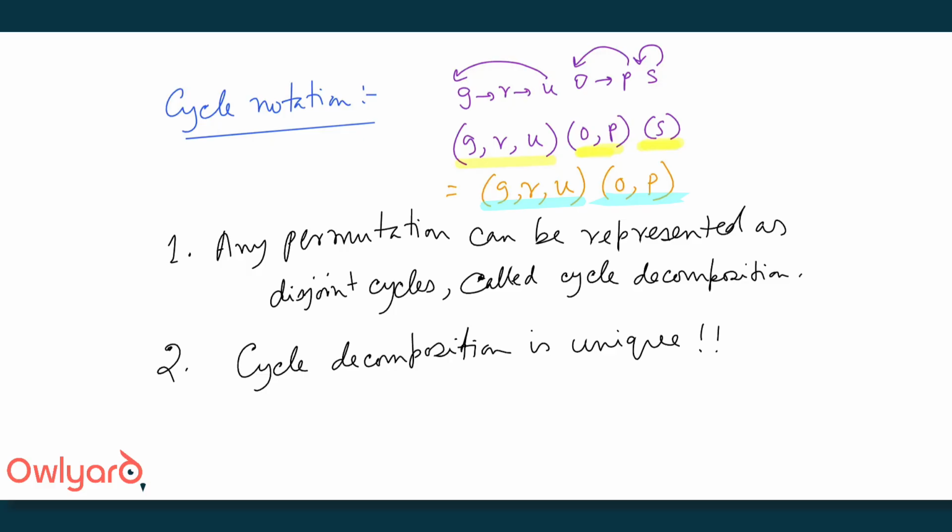And also another thing to note here, since there is no common element, it doesn't matter which cycle you write first. So this is the same as O comma P and then G comma R comma U. You can start from whichever alphabet you want, and you will arrive at either of these two ways of representing this particular bijection or permutation.